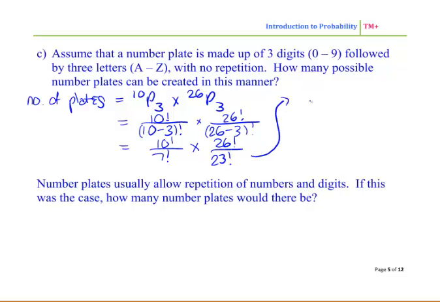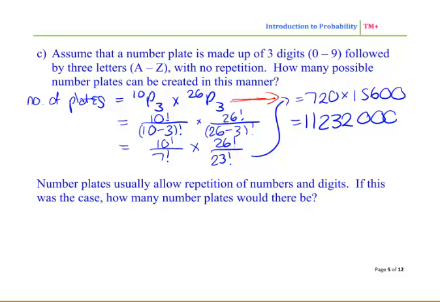Using your calculator, that ends up as 720 times 15,600, which gives me a huge number, 11,232,000 number plates. Now remember, if you do have one of those P buttons on your calculator, the permutation button, feel free to use it. You can go straight from this step to this step if you have one of those buttons.